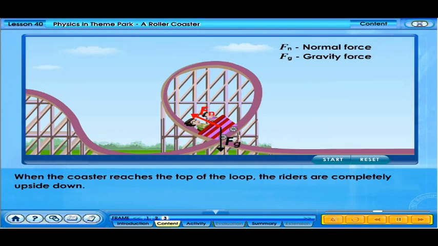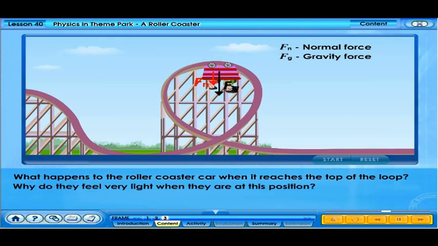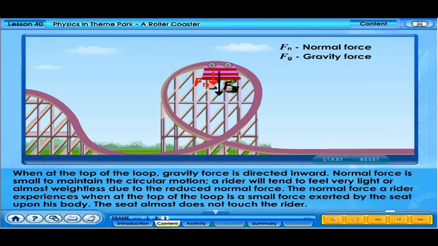When the coaster reaches the top of the loop, the riders are completely upside down. What happens to the roller coaster car when it reaches the top of the loop? Why do they feel very light when they are at this position? When at the top of the loop, gravity force is directed inward. Normal force is small to maintain the circular motion. A rider will tend to feel very light or almost weightless due to the reduced normal force. The normal force a rider experiences when at the top of the loop is a small force exerted by the seat upon his body. The seat almost does not touch the rider.